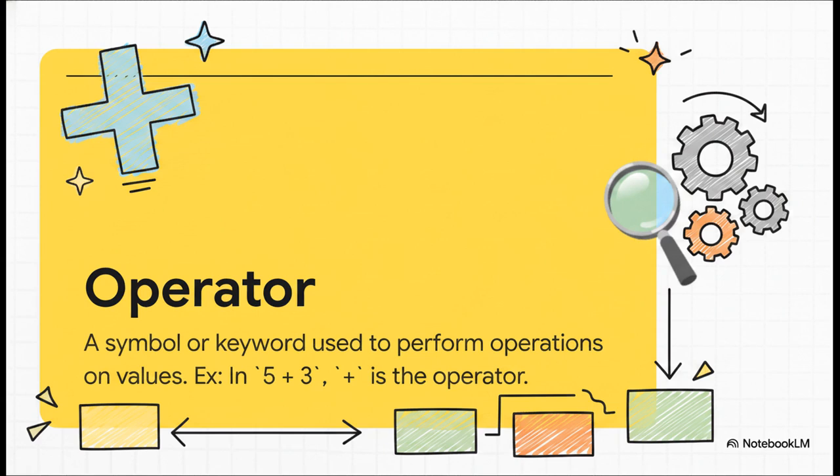An operator is just a symbol that tells the computer to perform an action on some values. And those values it's working on, we call them operands. It's kind of like this. If your data is the raw material, operators are the gears in the machine, the things that actually do the work and transform it into something useful.